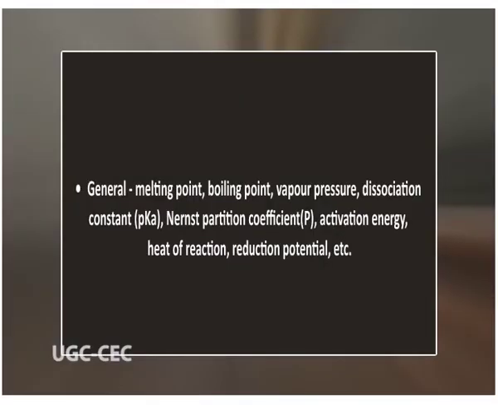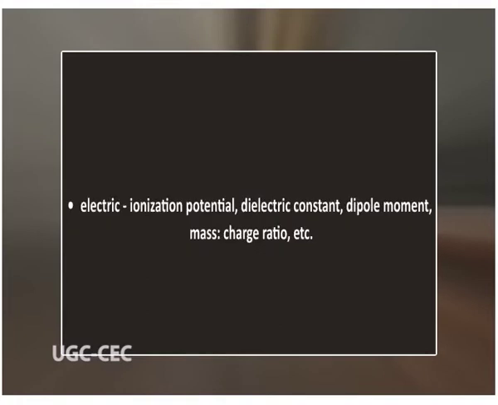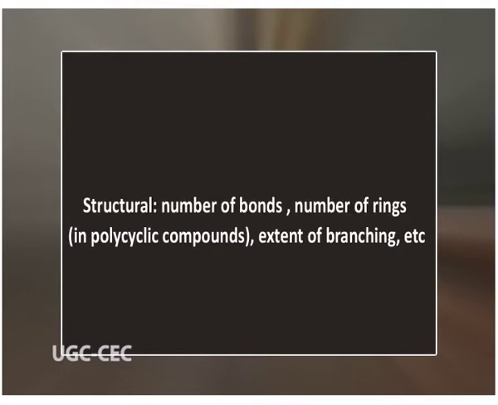And when we talk of physiochemical properties, generally we talk of melting point, boiling point, vapor pressure, dissociation constant, Nernst partition coefficient, activation energy, heat of reaction, reduction potential, etc. And we also talk of electrical ionization potential, dielectric constant, dipole moment, mass charge ratio, etc. And when we talk of structure, the number of bonds, number of rings in polycyclic compounds, extent of branching, etc. For each toxicant, it is necessary to select a set of descriptors related to a particular mechanism of activity.